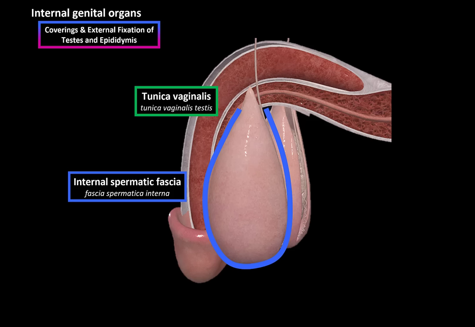Then, externally to the internal spermatic fascia, we have a muscle called the cremaster muscle, which is a skeletal muscle that pulls the scrotum towards the abdominal wall. So, when it gets cold, these muscle fibers contract to pull the testes closer to the body, and if it gets hot, they relax. These muscle fibers, the cremaster muscle, consist of muscle bundles from the internal oblique and the transversus abdominis muscles, and it's covered by the cremasteric fascia.